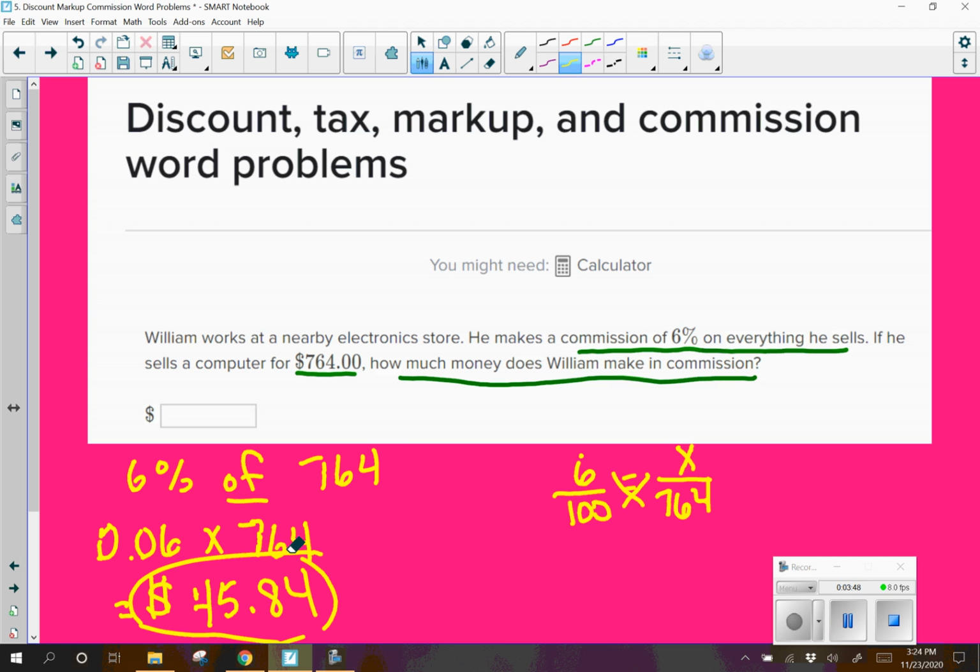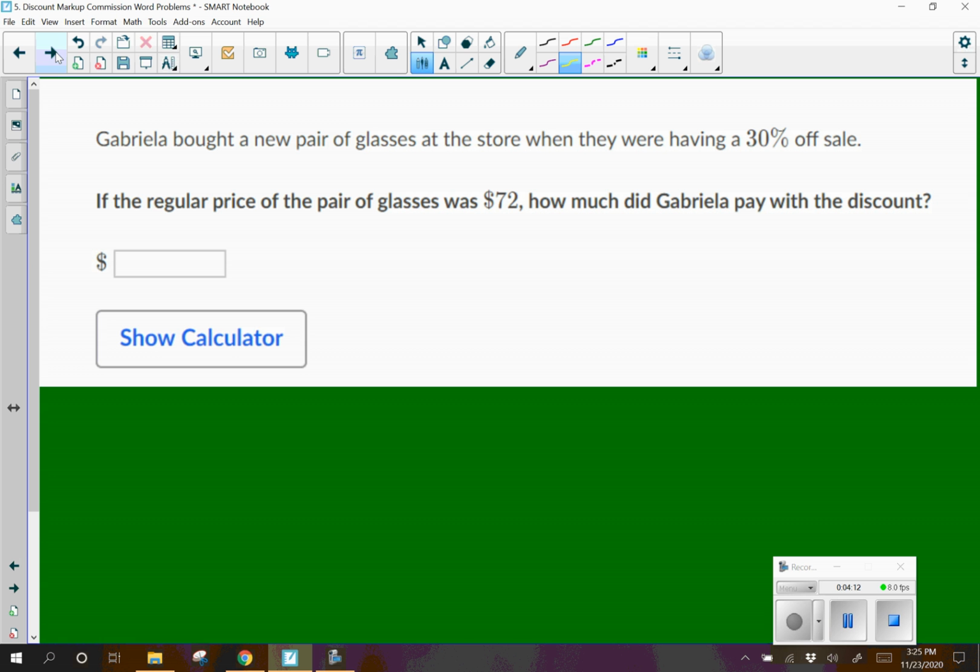If you solve the proportion method, you would end up with 100x equals 6 times 764, which is 4,584. And then we would divide both sides by 100. And that would give us the same exact answer, $45.84. Okay, let's try another one.